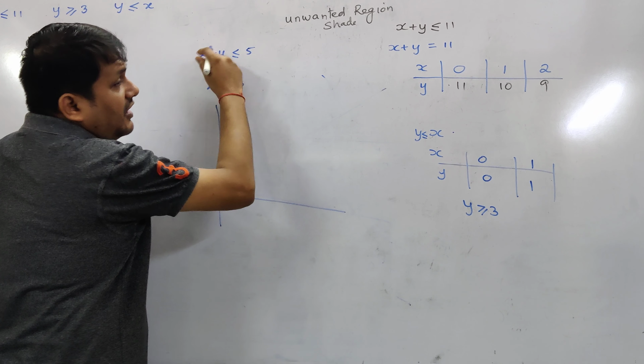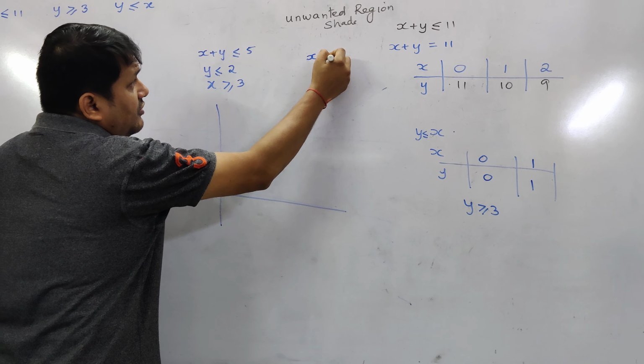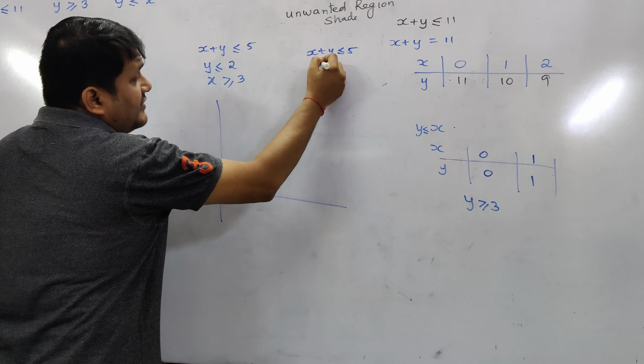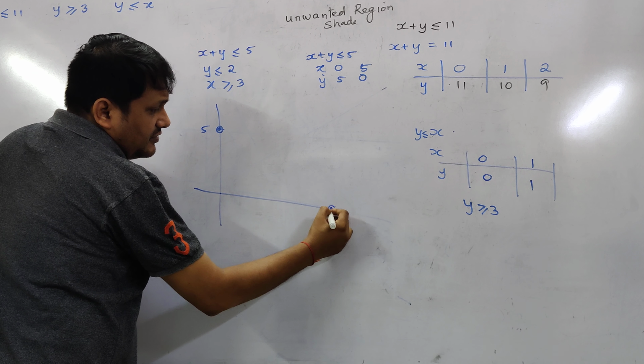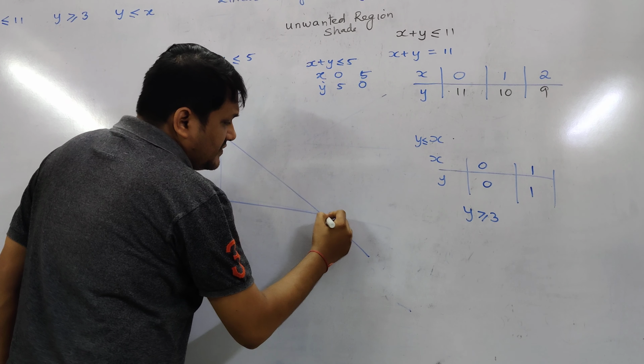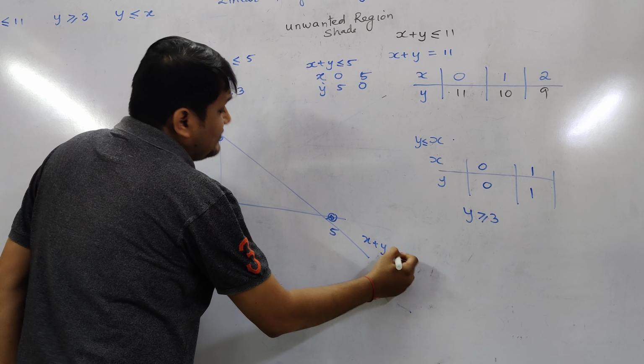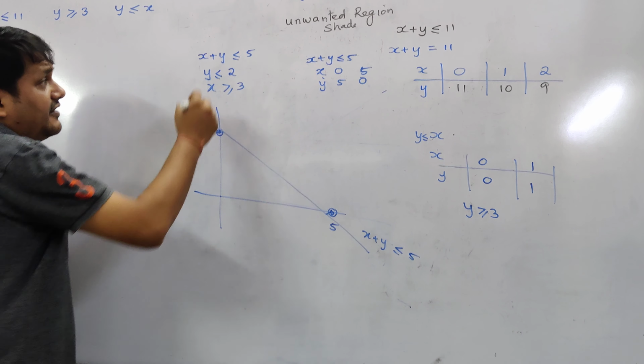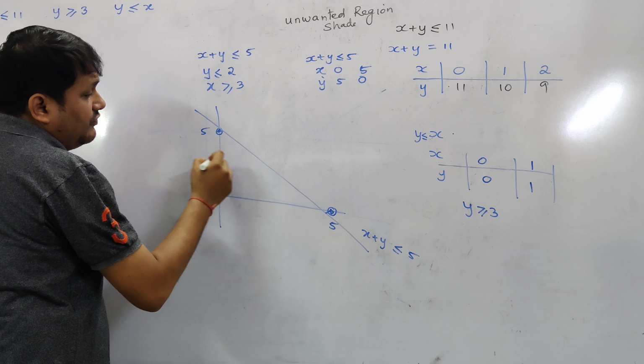Okay, I take a grid for x plus y is equal to 5. x is 0, y is 5, right? y is 0, x is 5. So I take 0,5 here, and I take 5,0 here, and I get this line which is x plus y is less than 5. Then I get y is equal to 2. y is equal to 2 will be here somewhere, passing through y is equal to 2 and parallel to the x axis. This is y is less than or equal to 2.